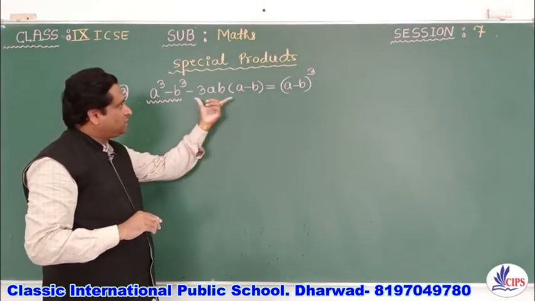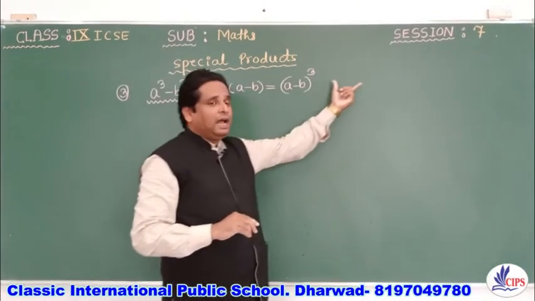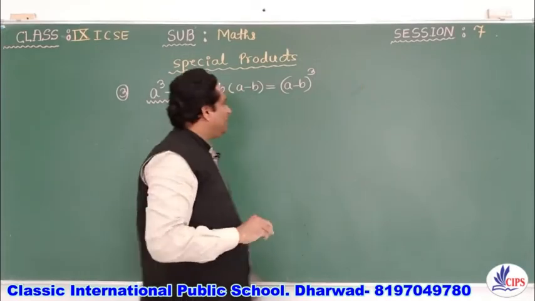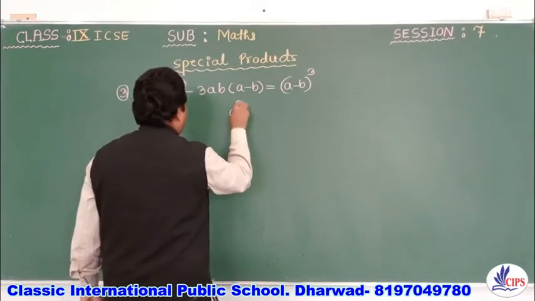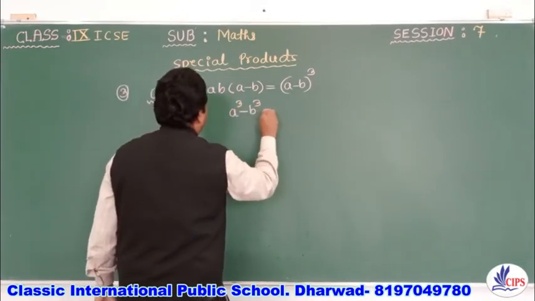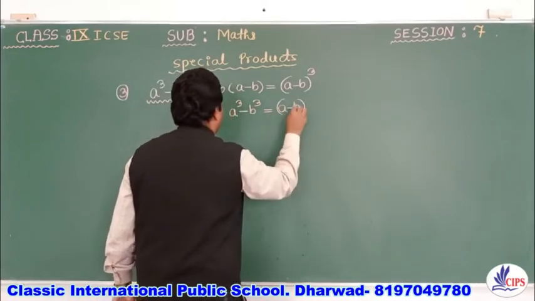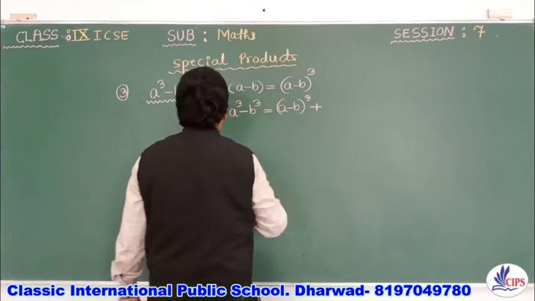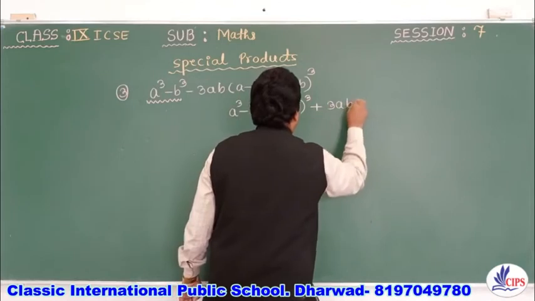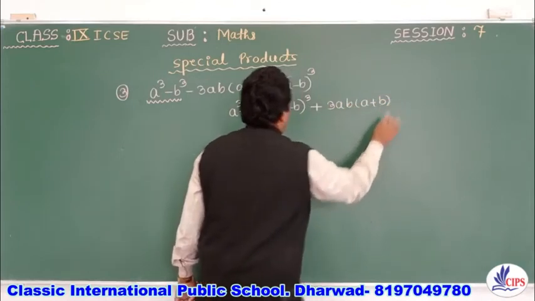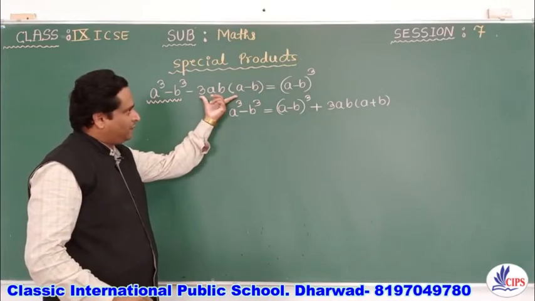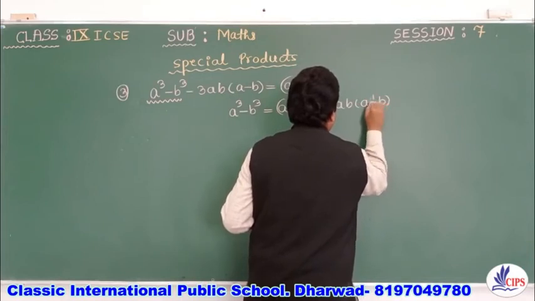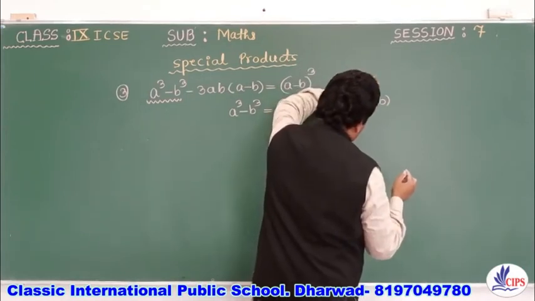What I will do, this minus 3ab into a minus b, I'll bring to RHS part and it becomes plus, children. Understood? Okay, see here what I'm doing. a cube minus b cube is equal to a minus b whole cube, minus becomes plus here, plus 3ab into a plus b. Minus 3ab into a minus b, if I take this side it will be plus 3ab into a minus b. This sign is not going to change here, children.